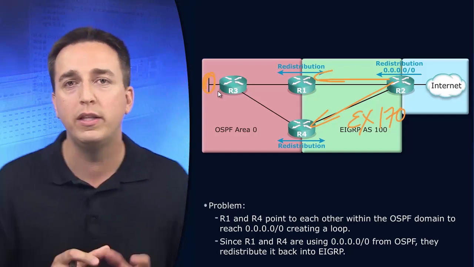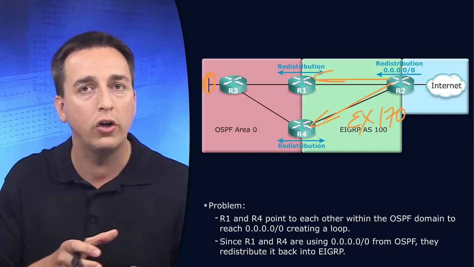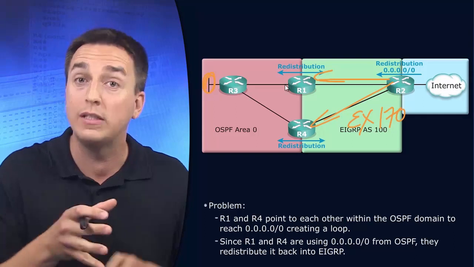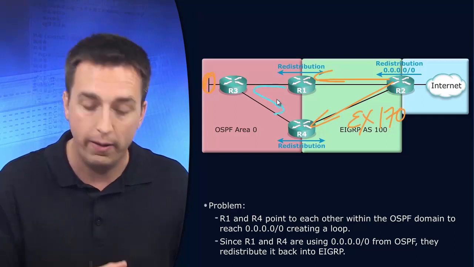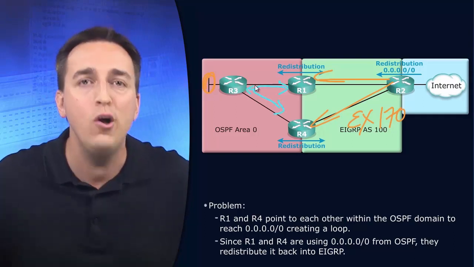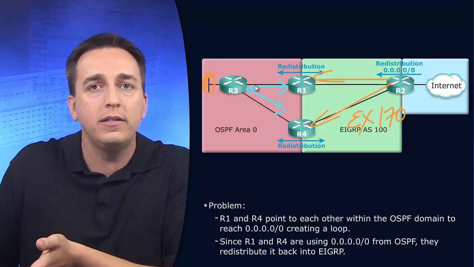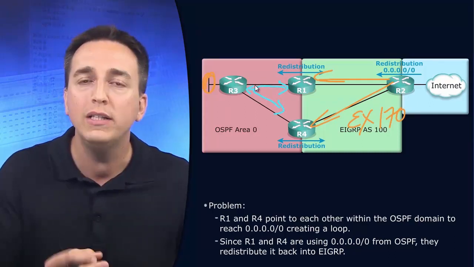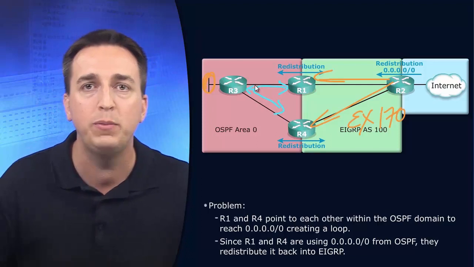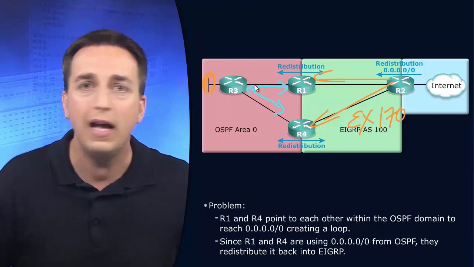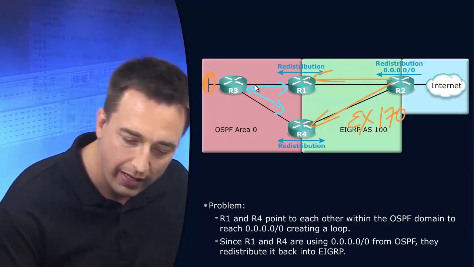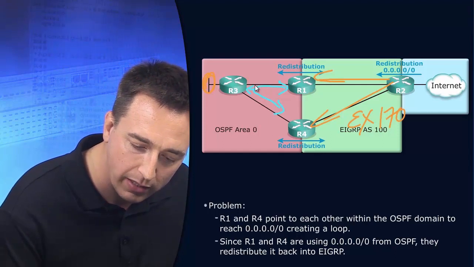The problem with this, though, is that R1 is now going to learn from R4, and R4 is now going to learn from R1. You might say, well, big deal. They already know about it. Well, hold on a second. What is the administrative distance of an OSPF learned route? Even if it's external type 5, it's still 110.